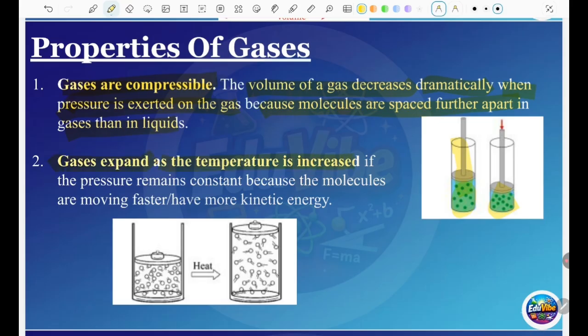Gases expand as the temperature increases. If you increase the temperature of a gas, when you heat it up, you can see the volume of this increase. So they move faster. They have more kinetic energy. If the pressure remains constant and you increase the temperature only, this will increase their moving capacity, so they move faster and get more energy. Like in this, you can see.